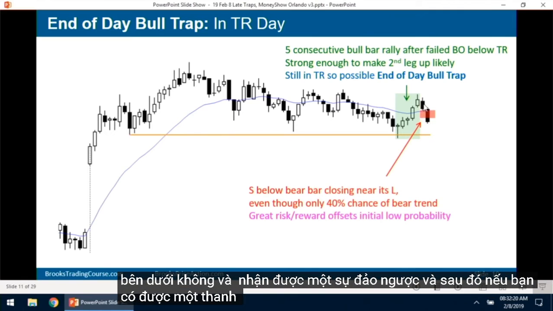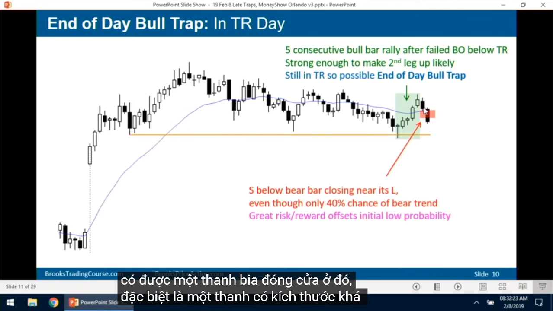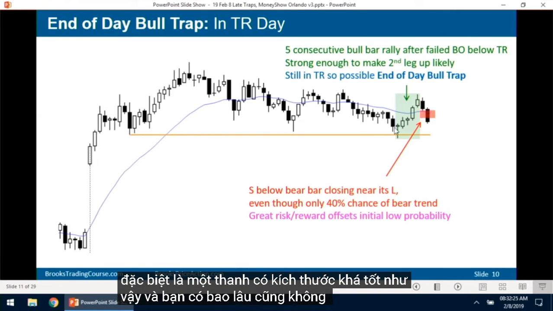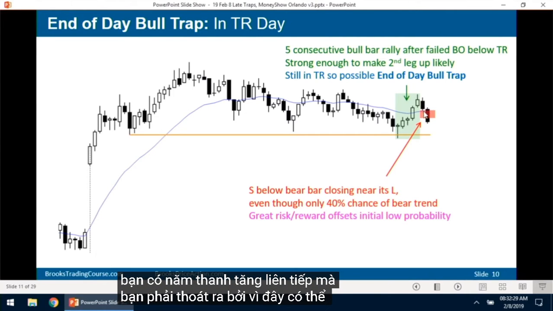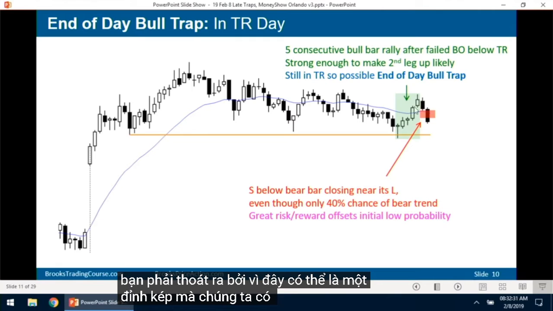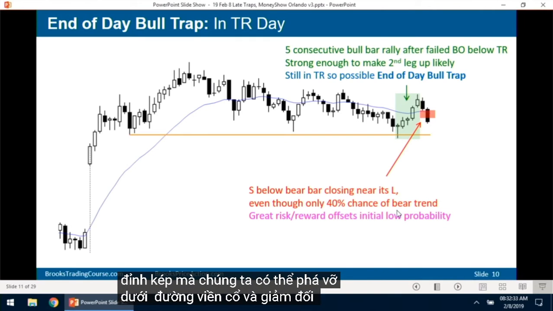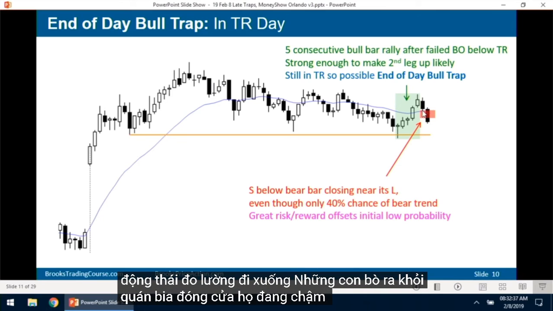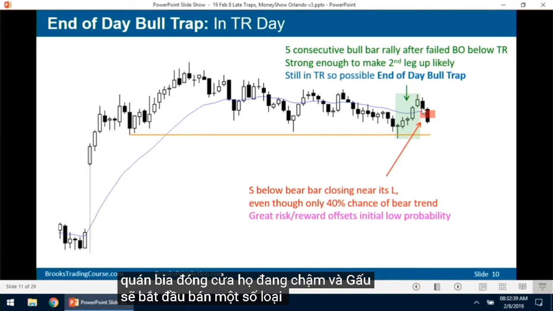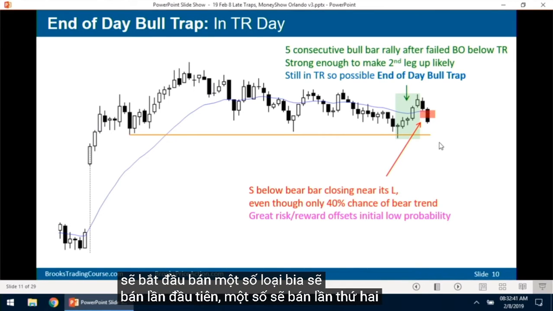And if you get a bear bar closing near its low, especially a pretty good sized bar like that, and you're long, it doesn't matter if you have 5 consecutive bull bars. You got to get out, because this could be a double top with that. We could break below the neckline and fall for a measured move down. Bulls get out below a bear bar closing near its low, and bears will start to sell. Some bears will take the first sell, some will take a second or third sell.